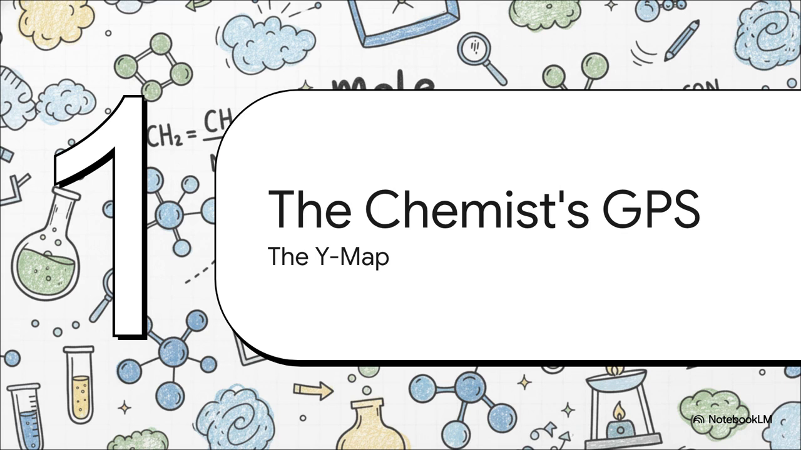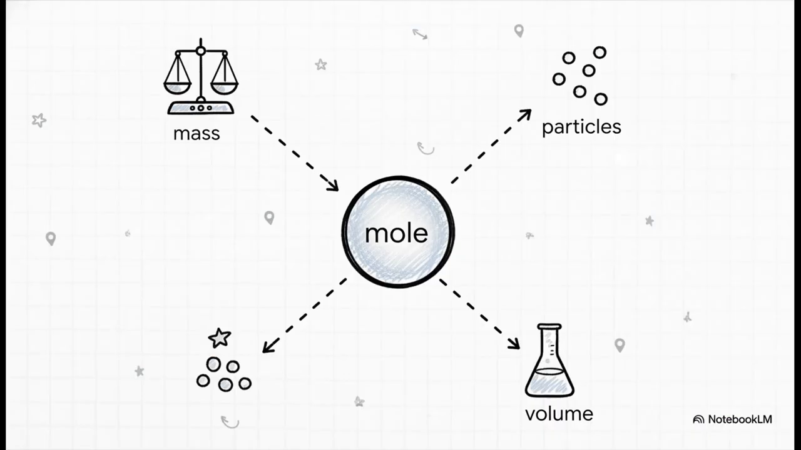Okay, so we've got this magic number. But how do chemists actually use it? How do they jump between different measurements, like grams, or the number of atoms, or even the volume of a gas? Well, they use this simple but super powerful visual guide. The source lecture we're looking at calls it the Y-map, and it really is like a GPS for chemists. It puts the mole right at the center of the universe and shows you every possible route you can take to get from one measurement to another.